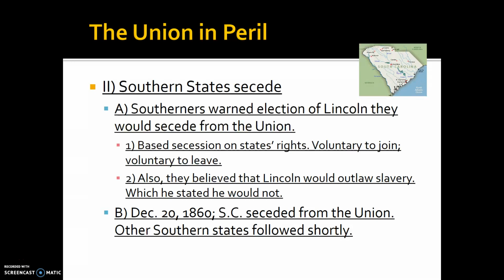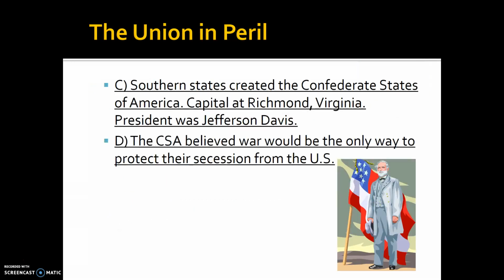Anyway, the Southerners based this idea of secession on states' rights, saying that if the Union was voluntary to join, it should be voluntary to leave. So, on December 20th, 1860, South Carolina becomes the first state to secede from the Union, and other southern states would follow shortly. And they create this union known as the Confederate States of America, also known as the Confederacy, the Rebs, the CSA, and their capital would be at Richmond, Virginia, and their president was a gentleman named Jefferson Davis.